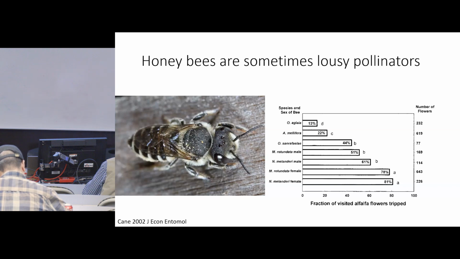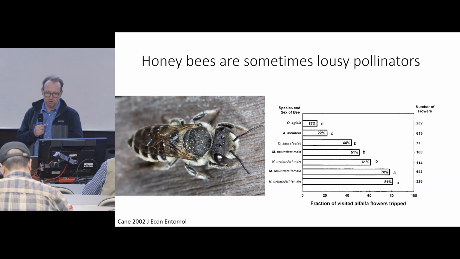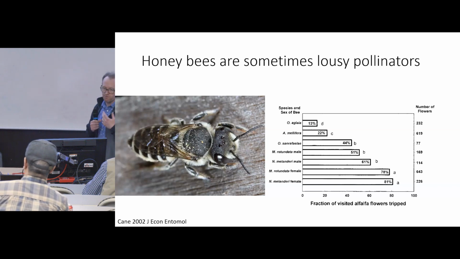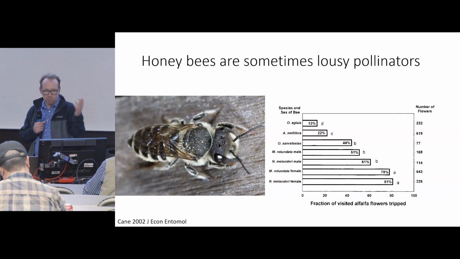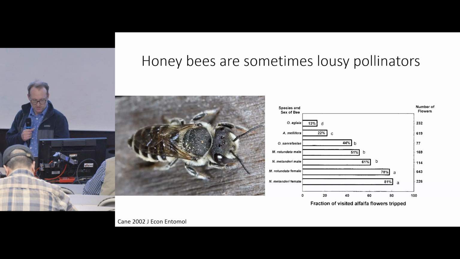But alfalfa leafcutter bees, they're robust, they have strong, thick heads. So they don't mind getting in there and tripping those flowers. And so per individual, they're much more effective pollinators than honeybees. And that's actually true for a lot of different crops. Mining bees, Andrena, that I talked about, are more effective at pollinating apples and cherries than honeybees are.